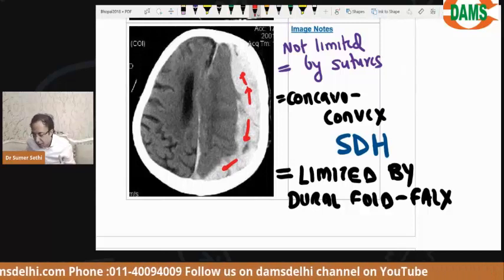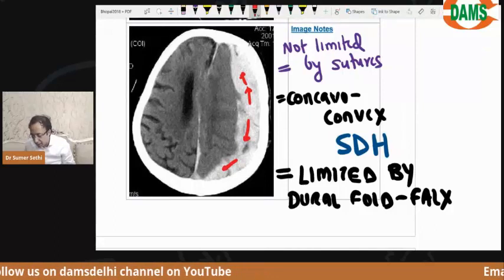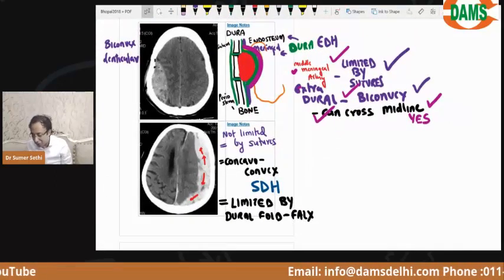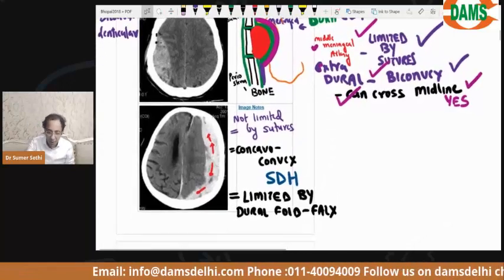It is going beyond where the sutures should be. I am repeating the subdural hematoma totally. Okay, don't panic. Okay, so please see here.